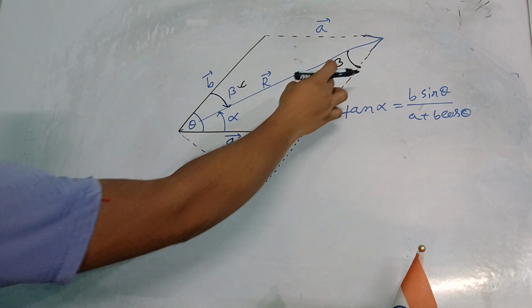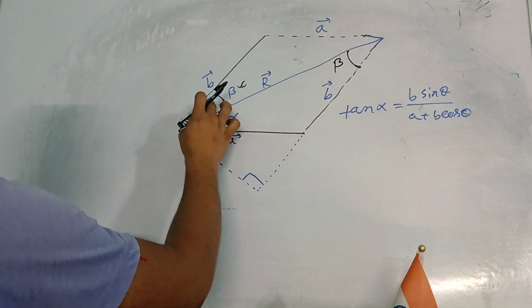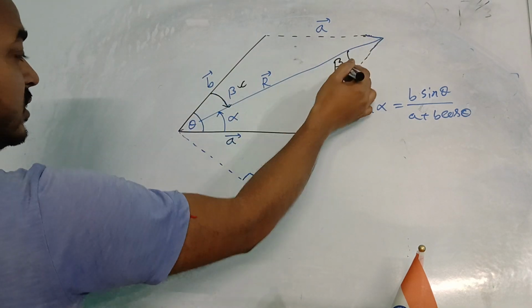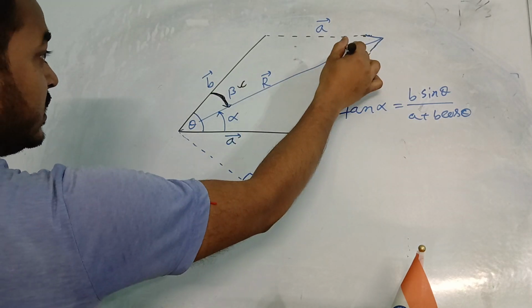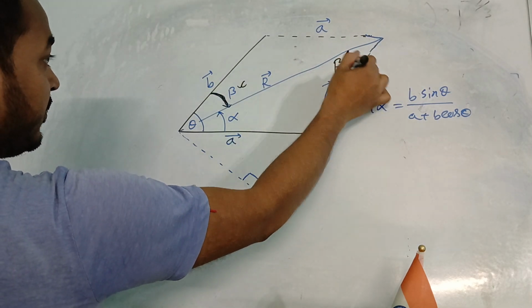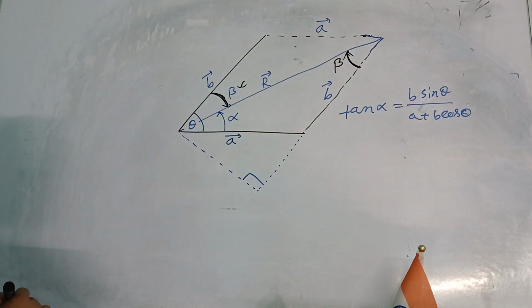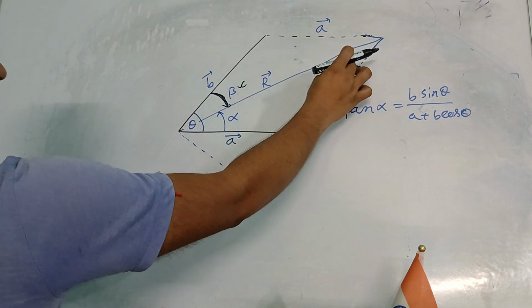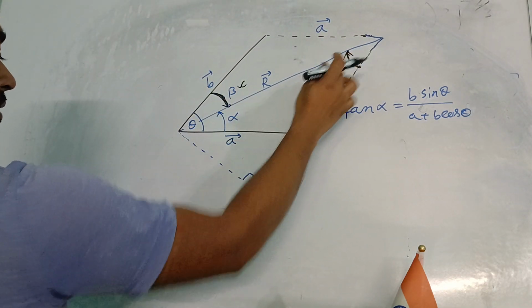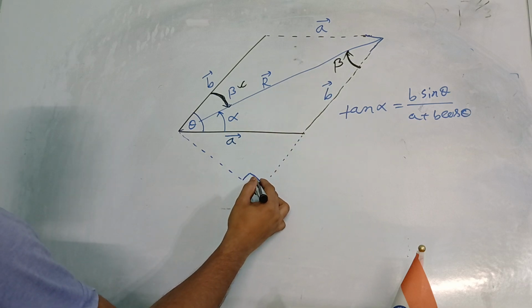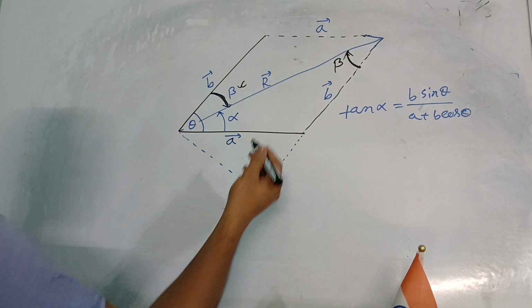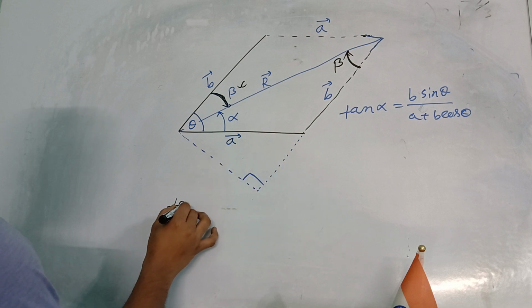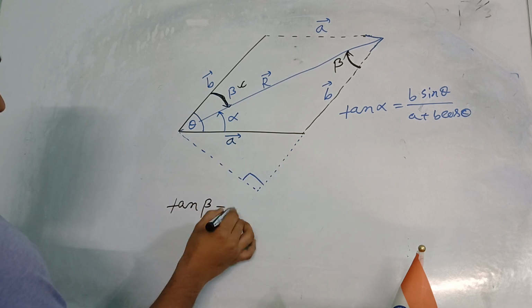If this is beta, so which one is beta? If this is beta, we can see this one is alternate. So if this angle is beta, then that angle is also beta. Done? So we can write this one is beta. This is the right angle. So we can write tan beta. We can write tan beta is equal to what?